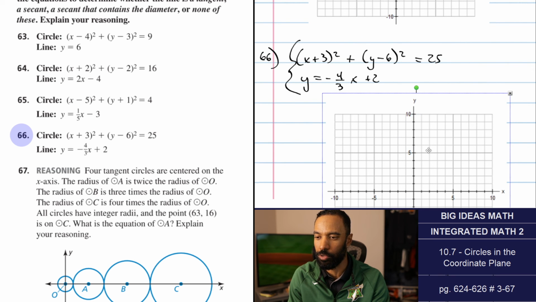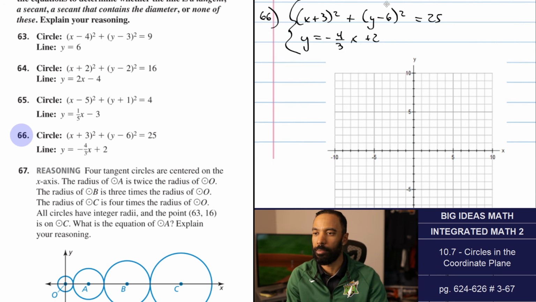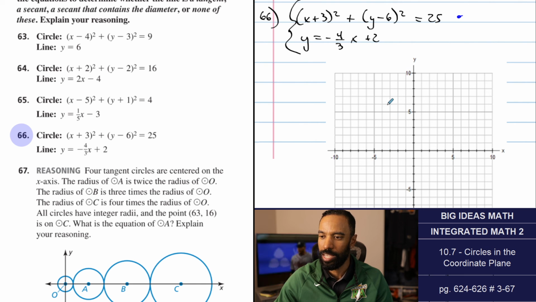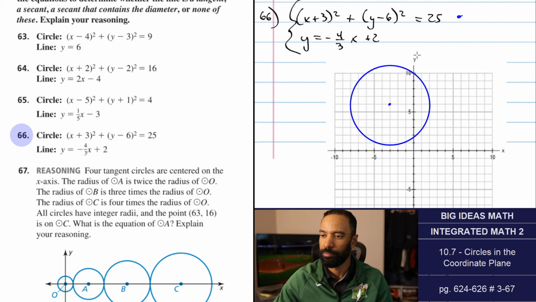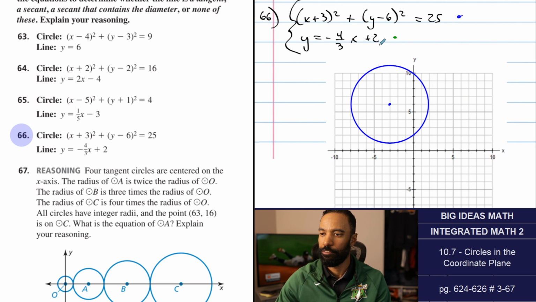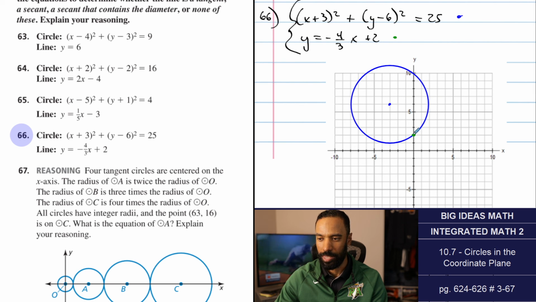Hopefully your graphs of circle stuff is making a whole lot of sense without me writing the information, but I'm pulling out the information, right? So this is going to be -3, 6, radius of 5, 1, 2, 3, 4, 5. Kind of like that. In green, -4/3 x plus 2. Hoping that we hit the center here. Plus 2. Boom. We hit that point.